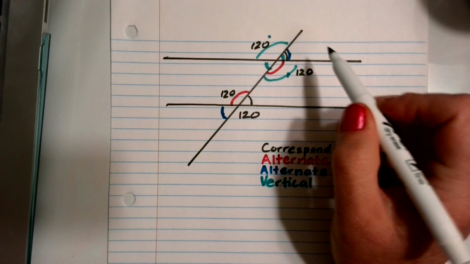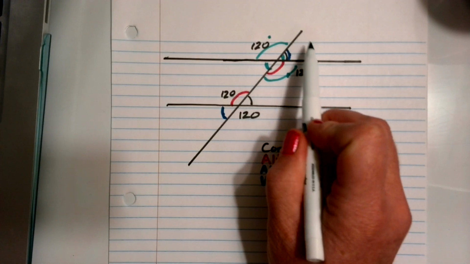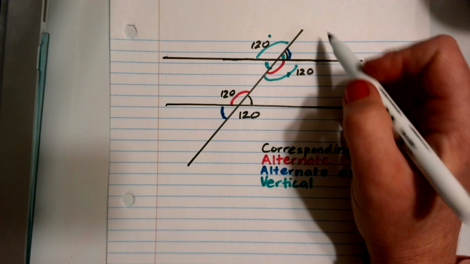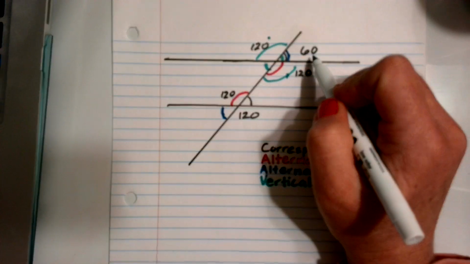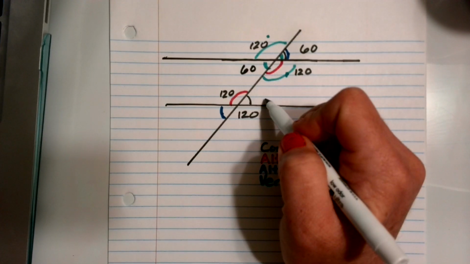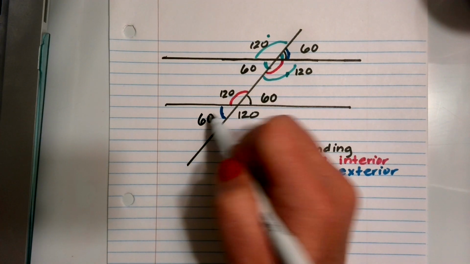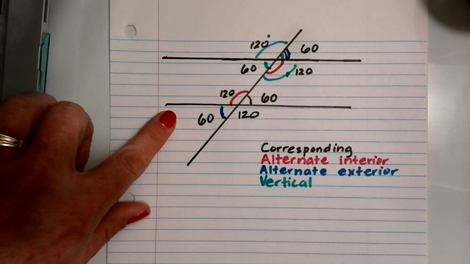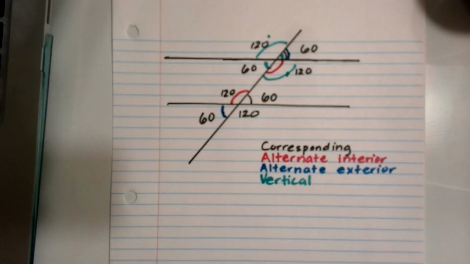Now, the final thing is any angles on a straight line add up to 180. So we could solve for this angle here. We could say, oh, it's got to be 60 because I know 120 plus 60 equals 180. So then we would know this is 60 because it's a vertical angle. This is 60 because it's alternate interior angles. And this is 60 because it's a vertical angle. There you go. Now remember, this only works if you have parallel lines and a transversal.